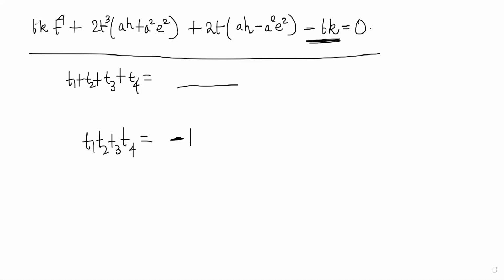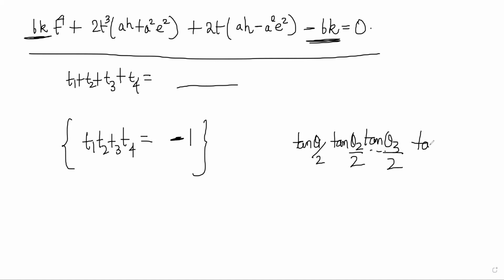So what you're getting is the product of the tans is coming out to be -1: tan theta 1 by 2, tan theta 2 by 2, tan theta 3 by 2 and so on, because t1, t2 and all were tans.